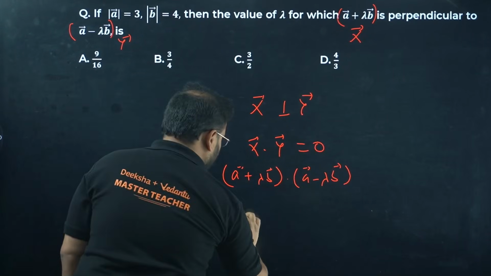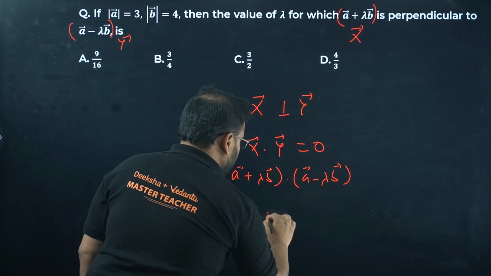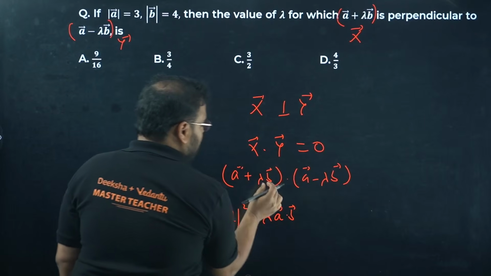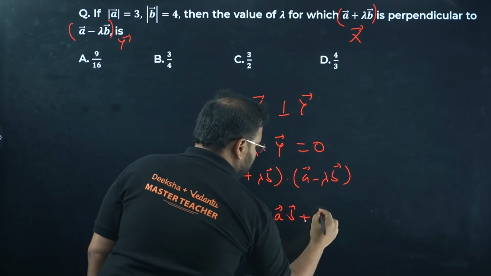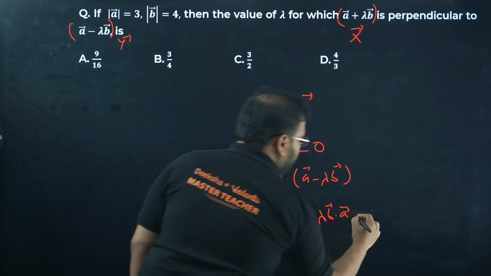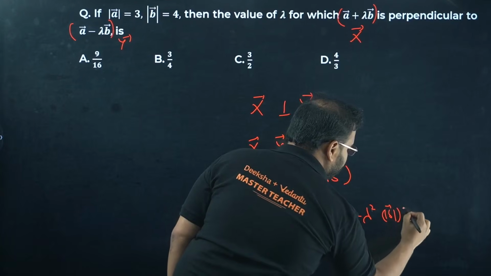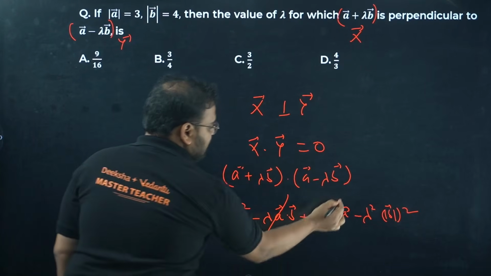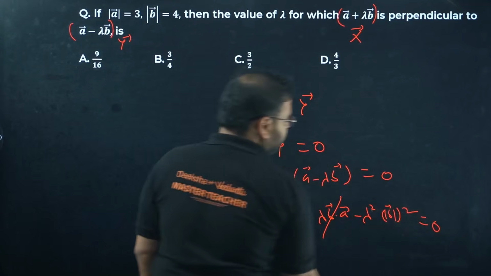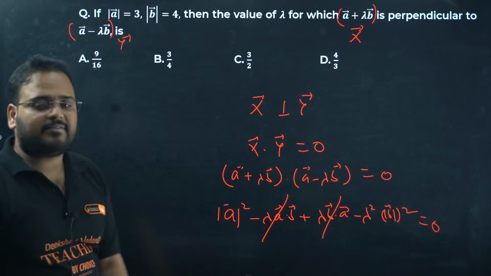If we get a square for the first one, mod of a square, then we get a times this, so minus lambda a dot b. If I multiply these two together, we get plus lambda b dot a, and the last one minus lambda square mod of b square. This value is 0 because of the perpendicular nature. Lambda a dot b and lambda b dot a, opposite in sign, will cancel.